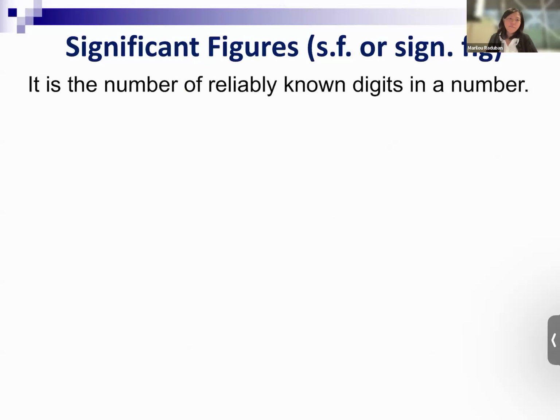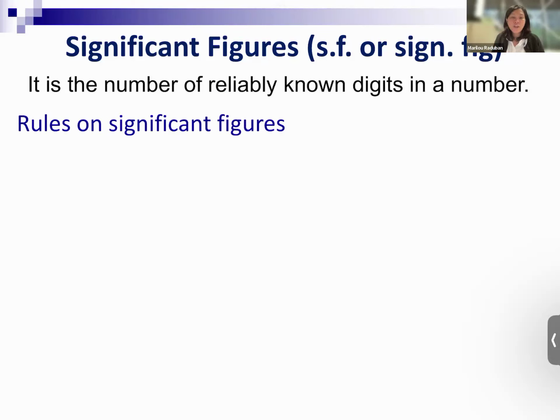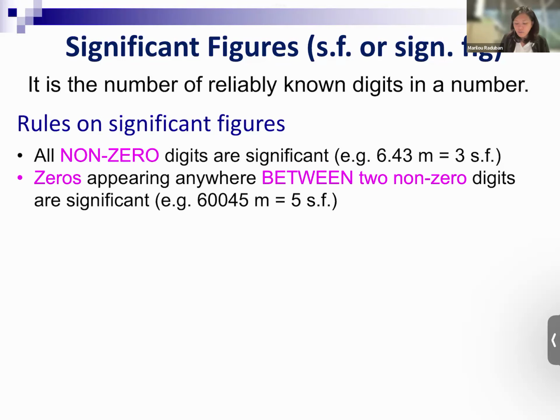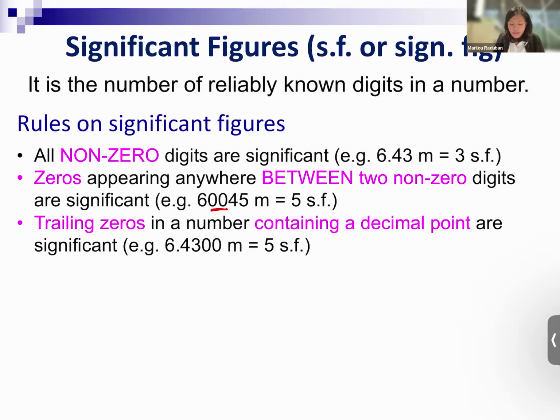So let's move on to significant figures. Right. So significant figures, this is the definition of significant figures. But the more important thing is, how do we determine how many significant figures are there in a number? There are some rules that tell us how to determine the number of digits that can be reliably known. All non-zero digits are significant. So 6.43, they're all non-zero, so you have 3 significant figures. If the 0 appears between 2 non-zero digits, like these 2 zeros here, they are significant, meaning they're important. Zeros after a decimal point, they are significant as well. Okay. Here's an example here.